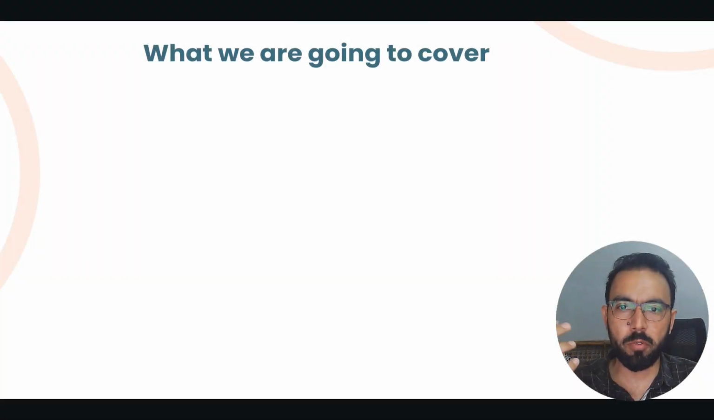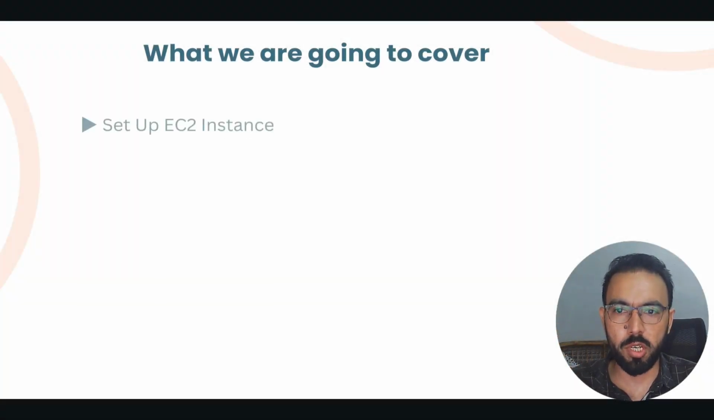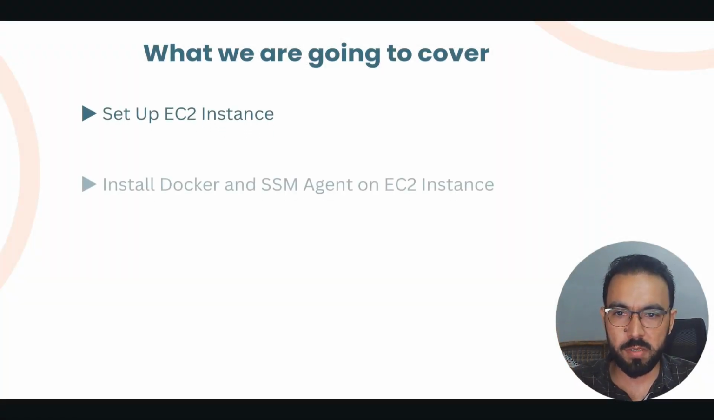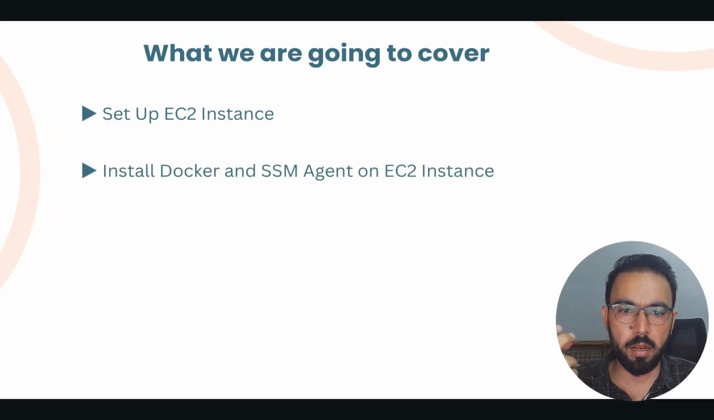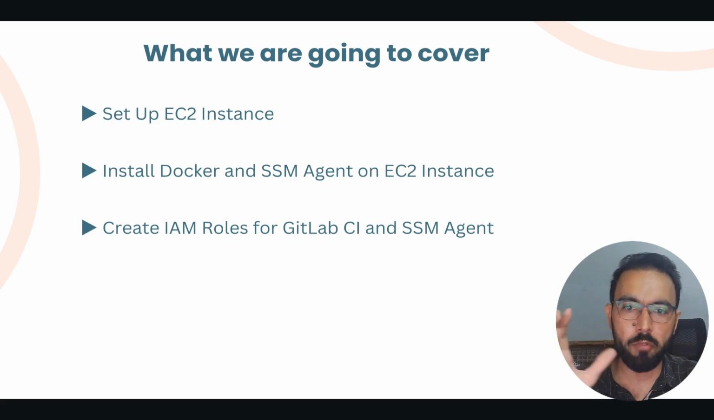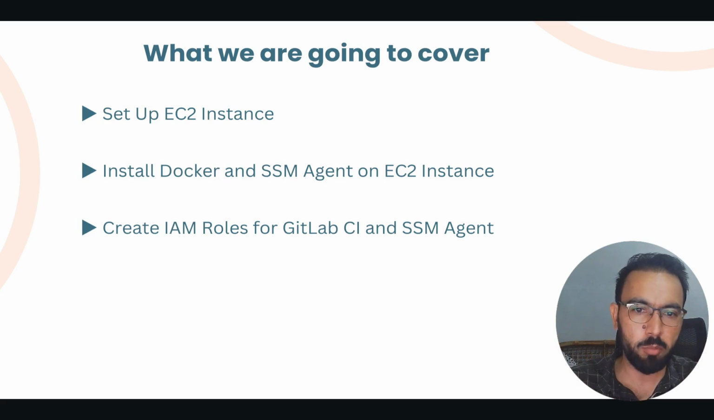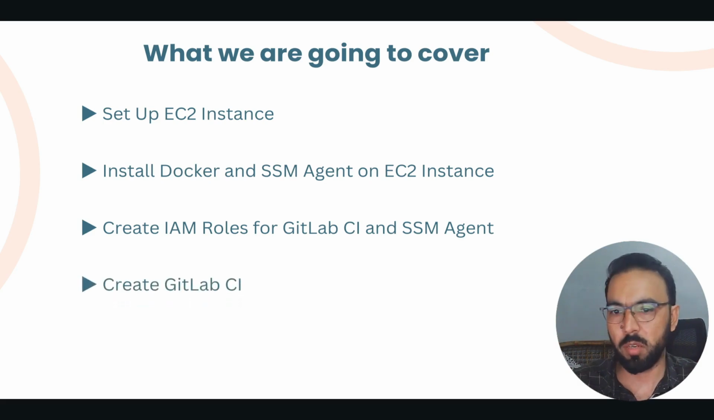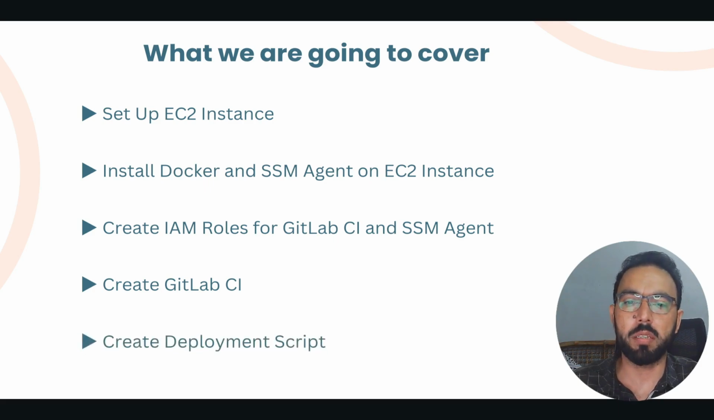To revise quickly what we have covered so far, we are almost there. So we covered setting up an EC2 instance, we installed Docker and SSM agent on the EC2 instance, we created the IAM roles for GitLab CI and SSM agent. Now everything is configured on the AWS side. Next, what we are going to do is we need to create a GitLab CI, and once we have the GitLab CI, we will create the deployment script which will be triggered by the GitLab CI to deploy our Next.js application to EC2 instance by using the SSM agent and the GitLab CI roles.